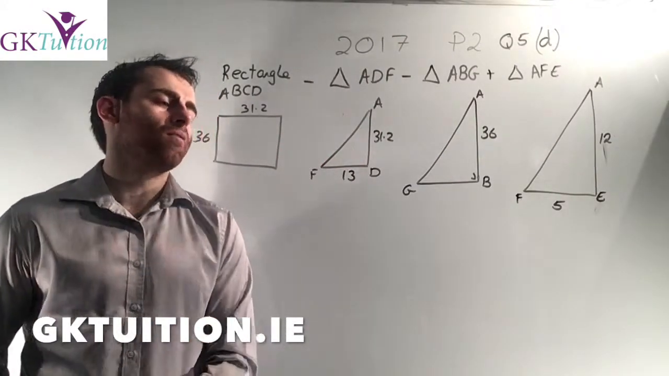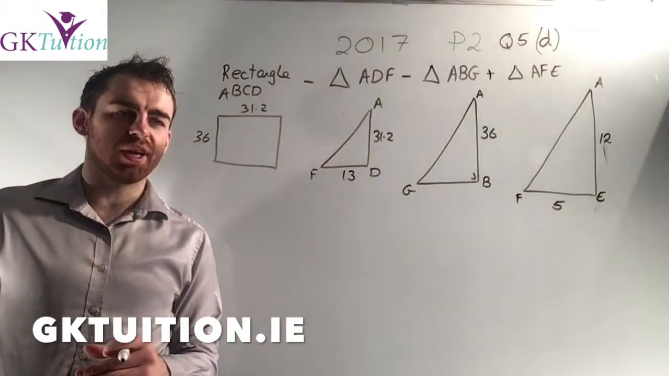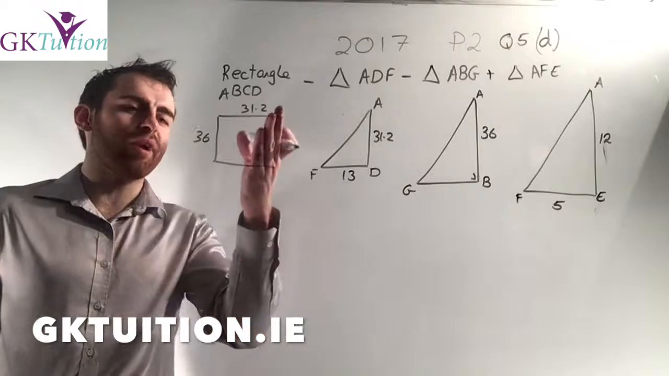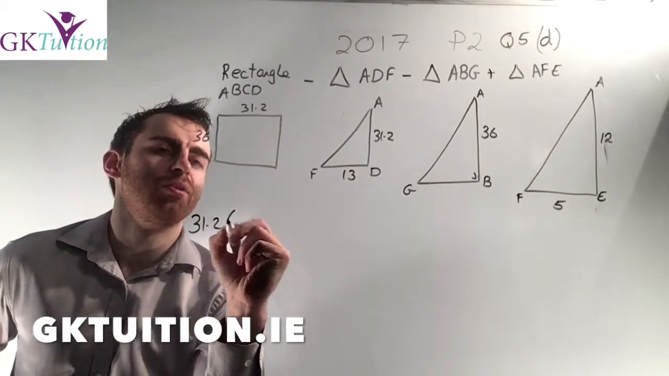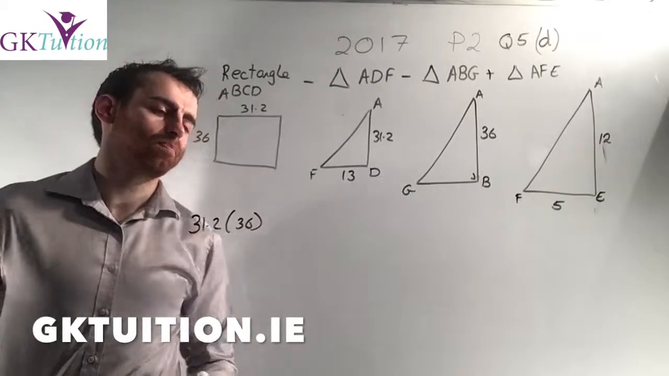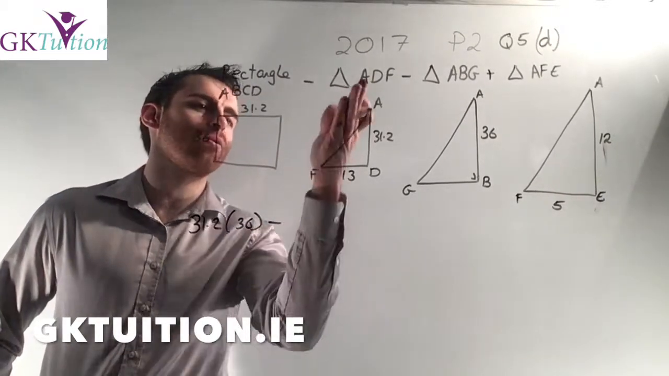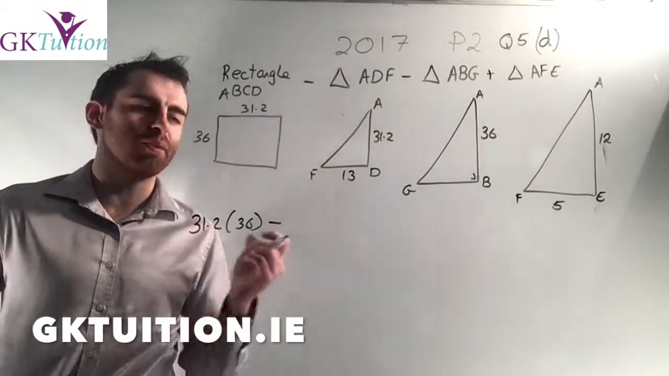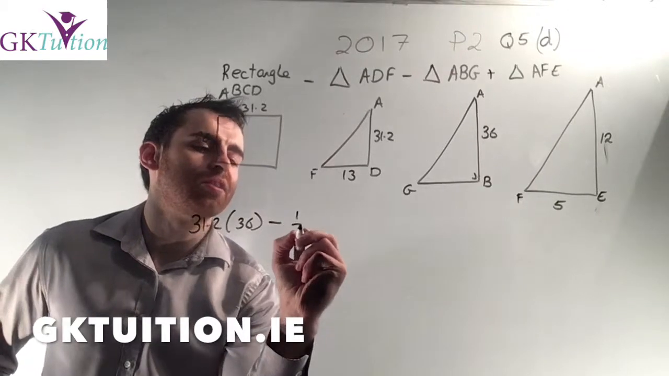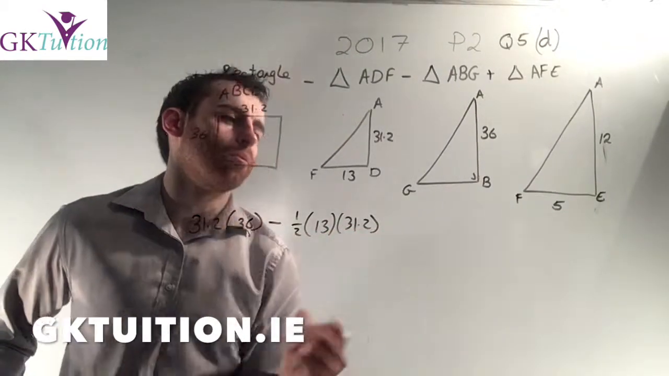Okay, so I've done out all my diagrams here, and you'll notice I've got my 3 triangles in the same orientation. In order to get the area of a rectangle, it's just length by width, so no issue here. It's just 31.2 multiplied by 36. In order to get the area of a triangle, I'm going to subtract now the area of ADF. The area of a triangle is half the base by the perpendicular height. So in this case, it's just a half multiplied by 13 multiplied by 31.2.